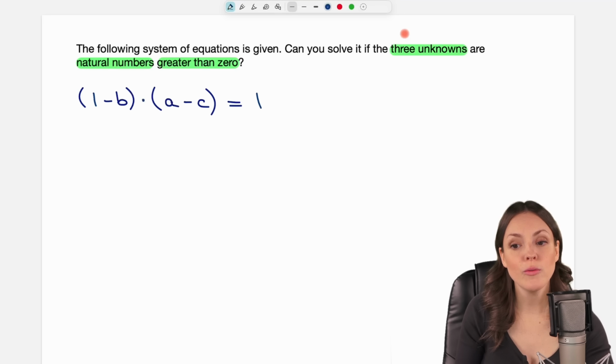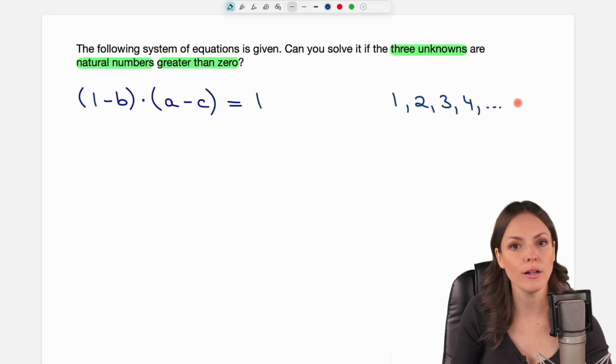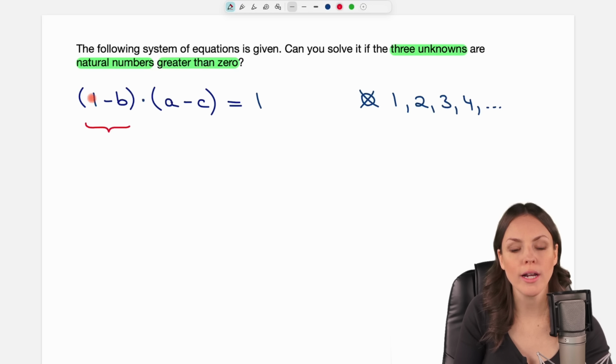Our goal was to find our 3 unknowns, a, b, and c. We haven't used yet that they told us that they are natural numbers greater than 0. So a, b, and c are numbers like 1, 2, 3, 4, and so on, but not the 0 because they have to be greater than 0. But if that's the case, that we have natural numbers, what does it mean then for this part, for 1 minus b? So for a natural number minus another natural number.